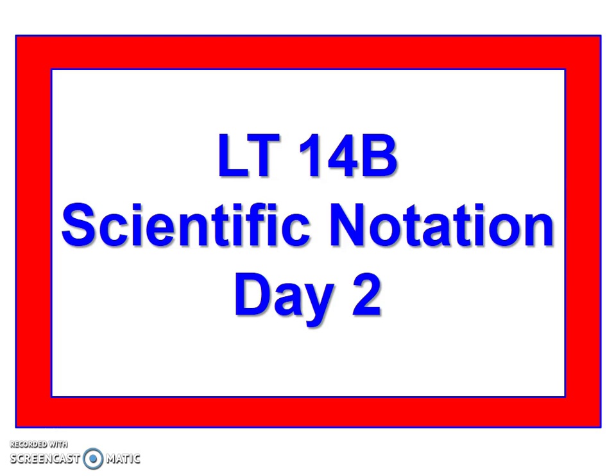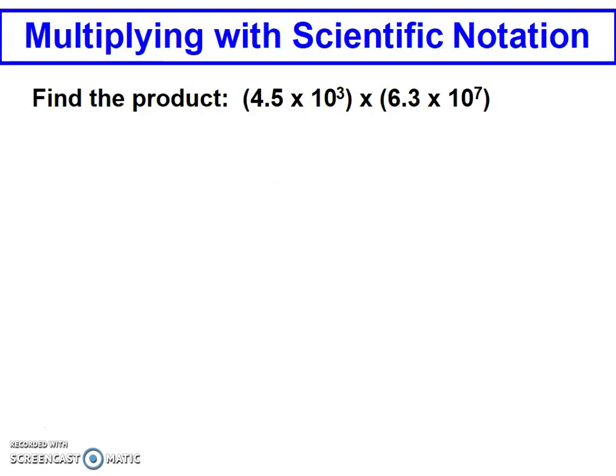So yesterday we looked at how to write numbers in scientific notation or how to change them back into standard form. And so now we're going to take a look at how we can use scientific notation to quickly and easily do some calculations. We're going to talk first about how to multiply two numbers in scientific notation, and then we'll talk about dividing.